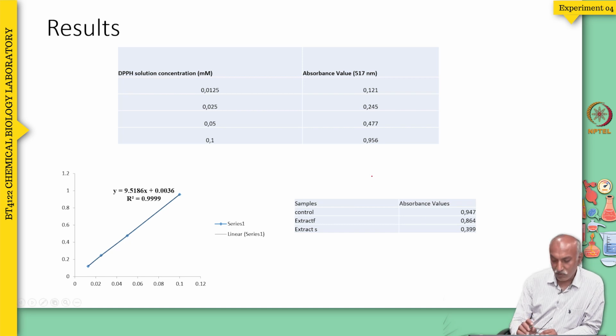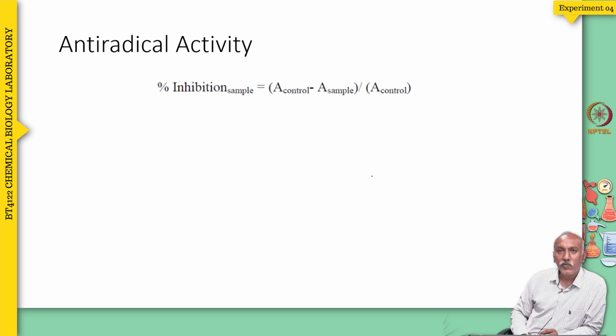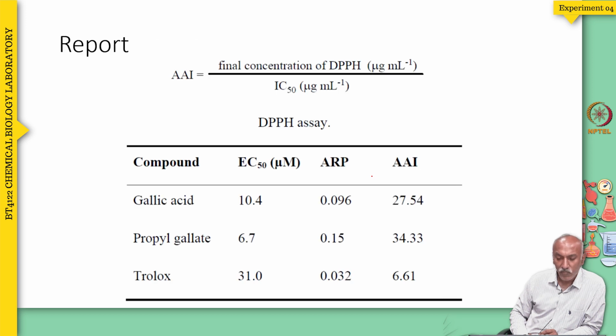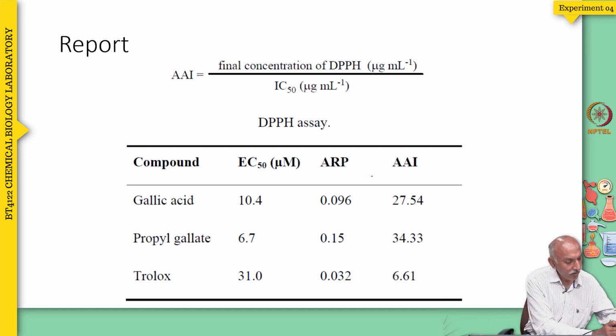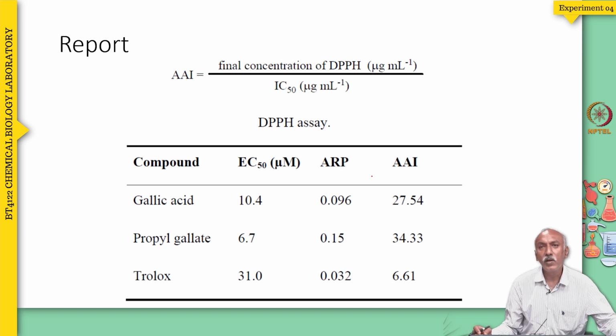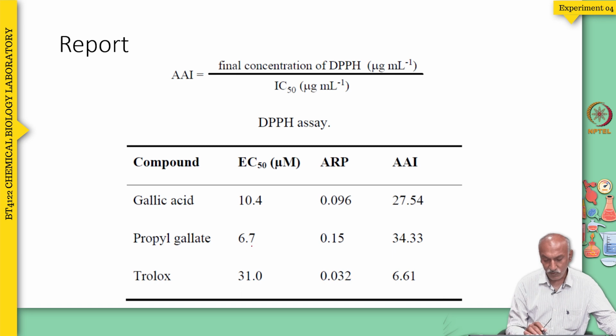This is for the different compounds, and for how you measure the anti-radical procedure, percent inhibition, you have control and sample divided by control, and also you will find the antioxidant activity index, that is the AAI. It is measured by the final concentration of DPPH in microgram per ml and IC50 in microgram per ml. For DPPH you find gallic acid EC50 of about 10.4 micromolar, AA is about 27.54, propyl gallate is 6.7, and Trolox is about 34.1, and 6.61 for this our control compound.